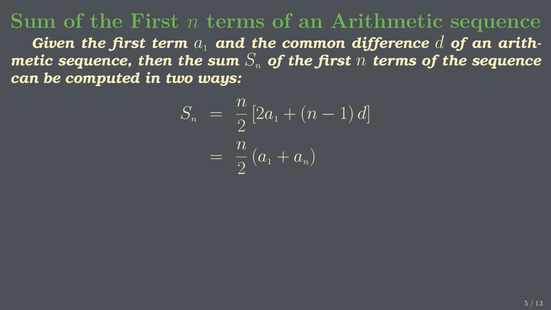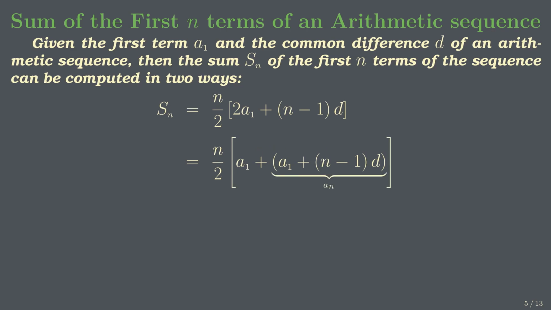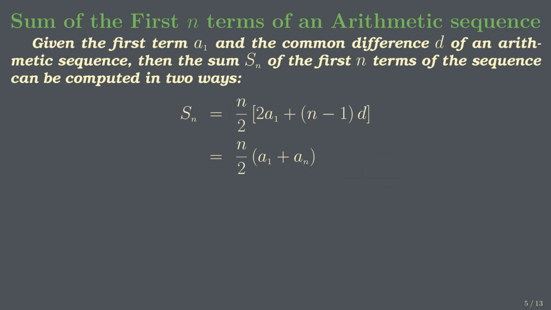So before proving this, let's see why these two formulas are actually the same. From the first formula, if you split a1 into a1 plus a1 and then regroup a1 with (n minus 1) times d, you know that a1 plus (n minus 1) times d is actually an. So from this, we get the second way of computing Sn, which is n over 2 times (a1 plus an). Now because we know that these two values are the same, we only need to prove that Sn is equal to the first value, and then we are done.